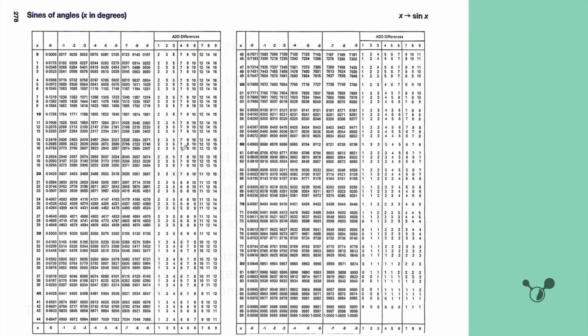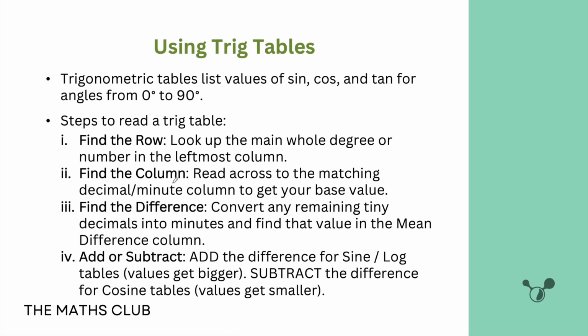So this is the leftmost column, right? I'll comment for the sine, for 0, 1, 2, 3, 4, 5, 6, 7, 8. If I'm saying 30 degrees, we said sine 30 degrees is 1 over 2, which is 0.5. So you can see 0.5 here. So this is the leftmost column. I'll locate that. Then find the column, right? Read across to your matching decimal column to get your base value.